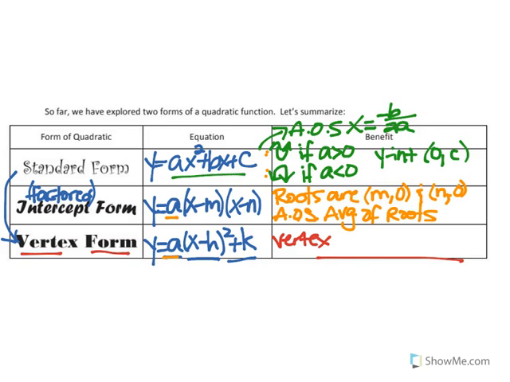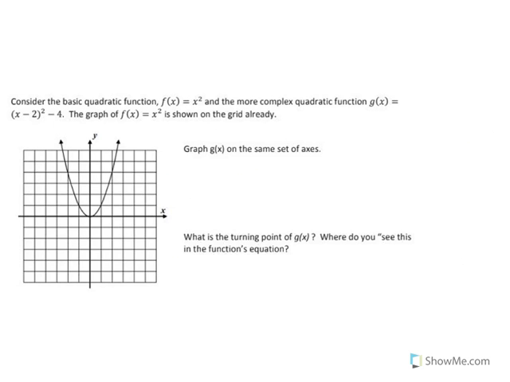Let's do a quick example and see if we can pick out the vertex from vertex form. So here is the basic quadratic function, f of x equals x squared. It's graphed on our set of axes. Here's a more complex one, and I know this copied kind of funky, but it looks like this. g of x equals (x minus 2) squared minus 4. So we're going to graph this on the same set of axes.